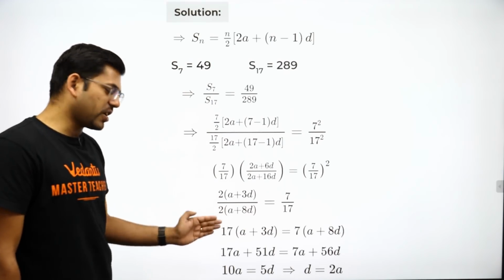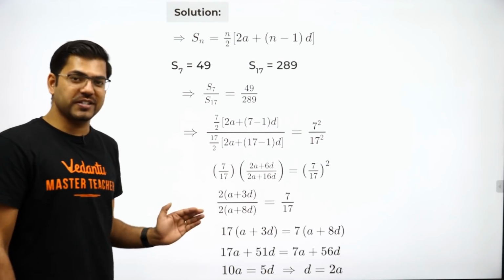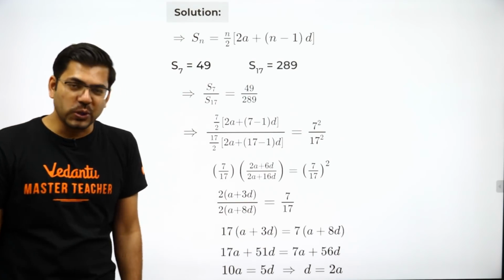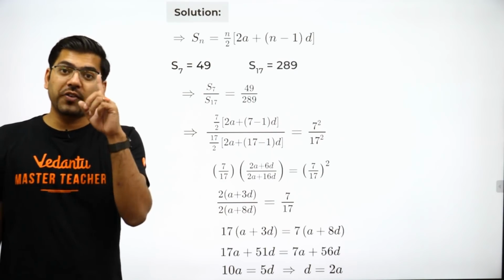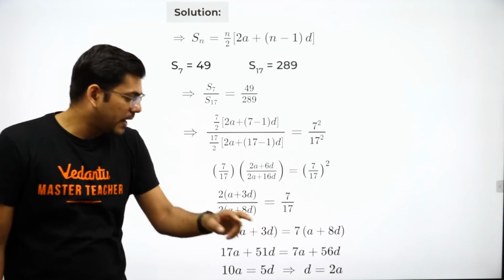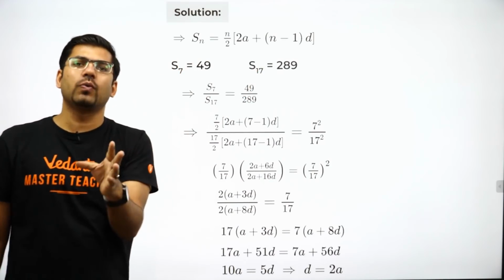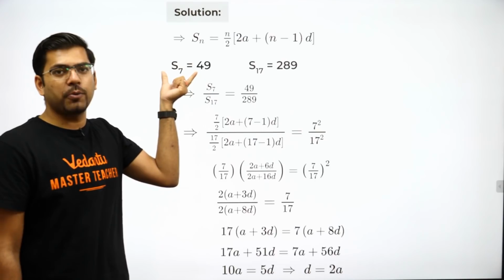I have done just the calculation, so I am not getting deep into this. I know you all must be knowing this. So d is equal to 2a. So guys, now we have got our first equation, that is d equal to 2a. Now I will put this d equal to 2a in this one or this one, whichever you want. This looks smaller, so I'll put it in this one.